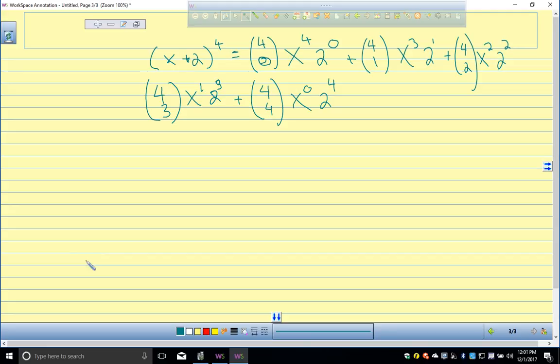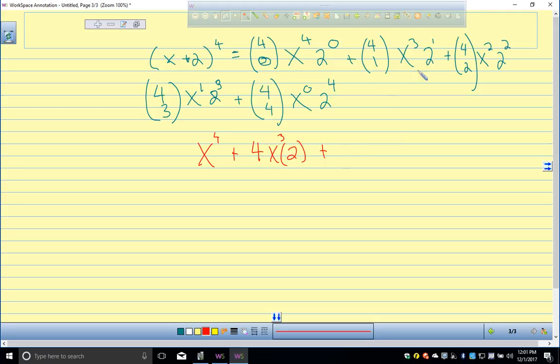And then you just have to do the math to figure out what's anything combination 0? 1. X to the fourth. So that first term just becomes x to the fourth, because 2 to the 0 is just 1. Anything combination 1 is just itself. You'll learn some of these rules as you go. So that's 4 x cubed times 2.